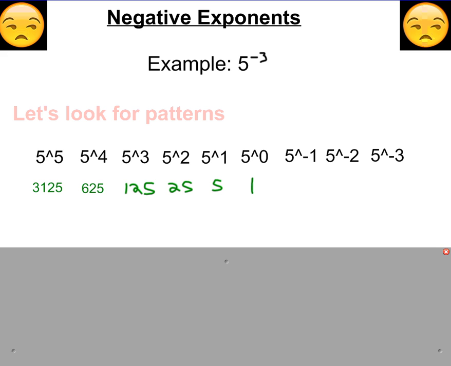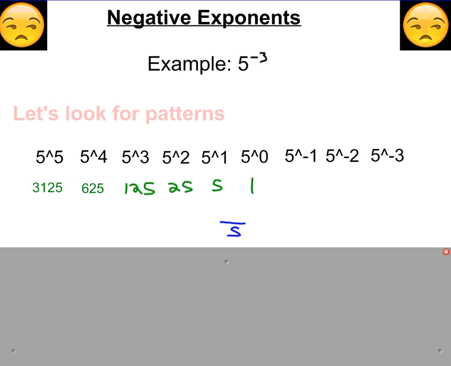So before we get into the negatives here, let's look for some patterns. How do you get from 3,125 to 625? Or from 625 to 125, or 125 to 25? Well, it's just dividing the previous number by 5. If you look at this, 5 divided by 5 is going to be 1. So really, this is 5 over 5. 25 divided by 5 is 5. I guess the pattern that I'm seeing is just divide the number by 5.